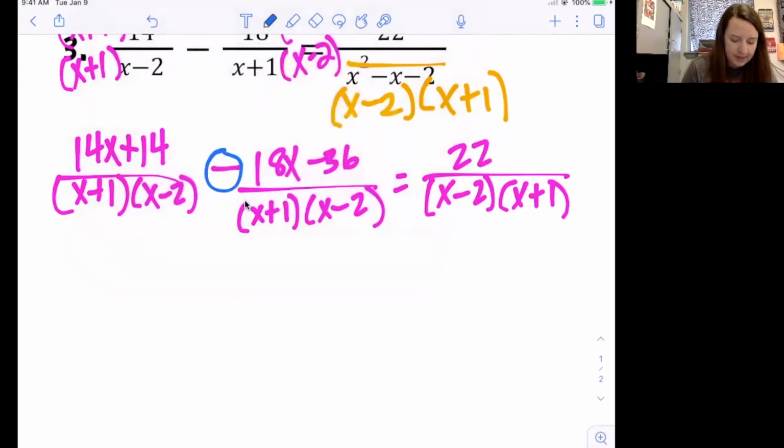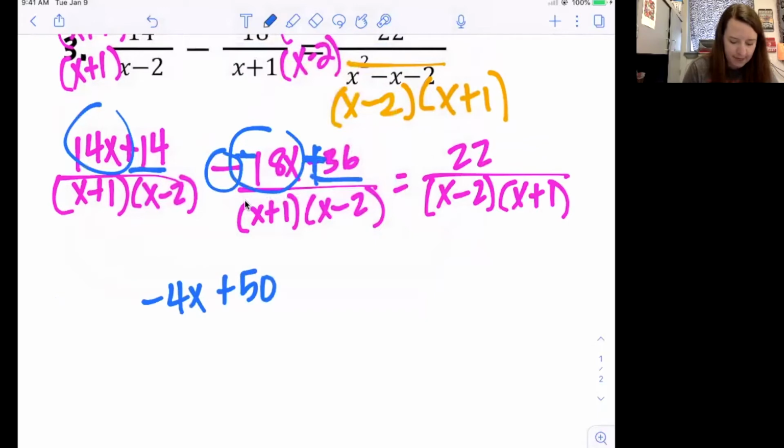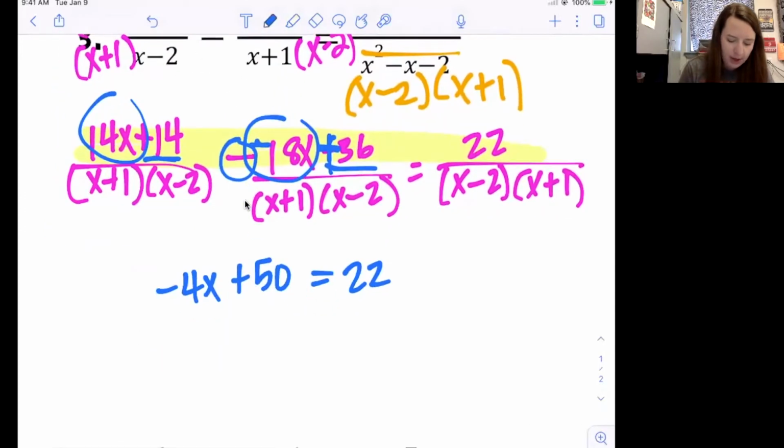Okay, I'm going to go ahead and combine my like terms. I have this minus sign here though, so I need to change the sign on both of these things. So I have 14x minus 18x is negative 4x. And then I have 14 plus 36 is plus 50, and that's equal to 22. Okay, I'm not going to bring down my denominators. I'm only going to be working with the numerator because all of our denominators are the same. So remember, once we have a common denominator, we can ignore it and work with our numerator only to solve for x.